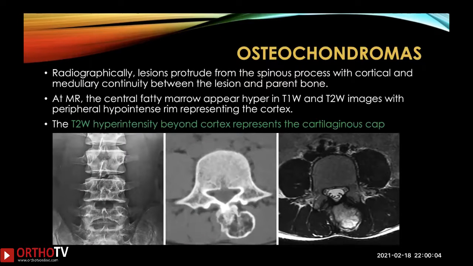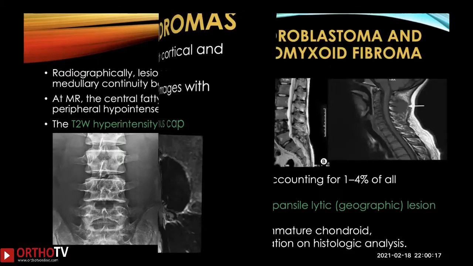Coming to an osteochondroma, this is mostly seen in the spinous process. And if you get an MRI done, which is on the right side here, you can see that the T2 hyperintensity beyond the cortex is the part which represents the cartilage cap.